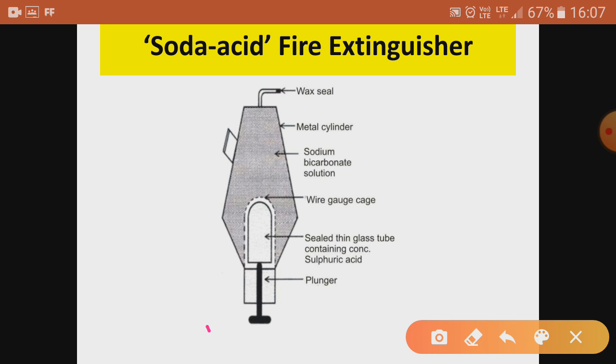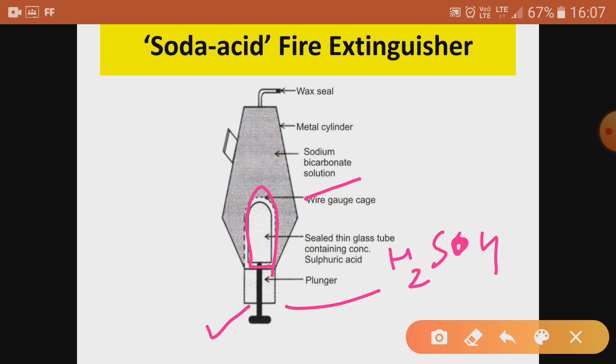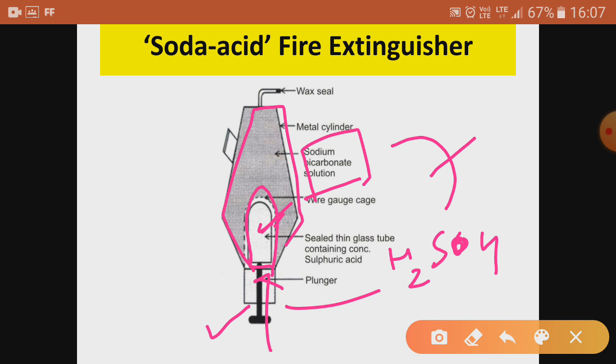You can see there is a plunger, then here it has a small glass tube which contains concentrated H2SO4, and it has sodium bicarbonate here in another metallic box. As soon as we want to use it, we push this plunger and it will break off the glass sealing of H2SO4, and this container will release H2SO4, and both of them get combined together.